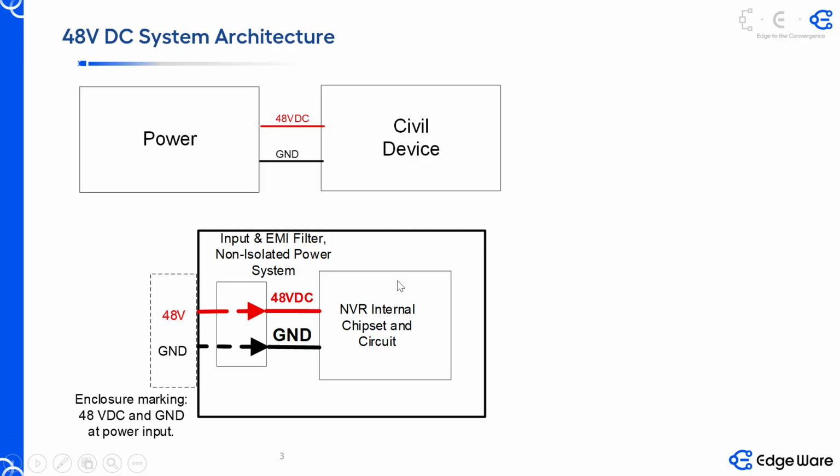So for example, let's simplify the topology inside the device. This is the enclosure of your device, and outside you can see the label with DC48 and the GND. Inside you have an input, EMI filtering and this kind of circuit. Then the 48 DC connects to the inside 48 DC and GND to GND. Inside it has a lot of converters changing DC48 to 12 volts, to 5 volts, whatever. But anyway, this is a positive device, right?